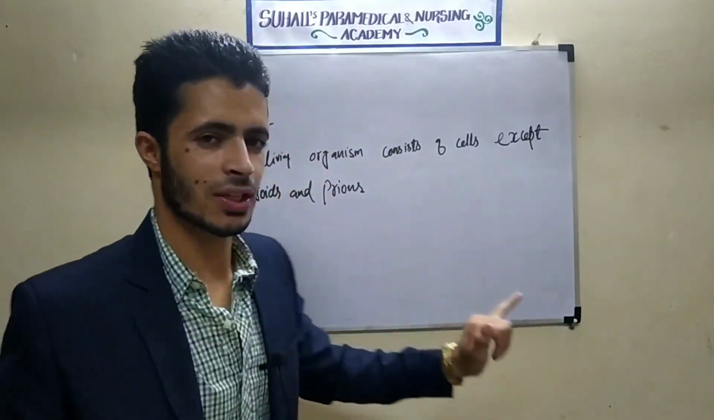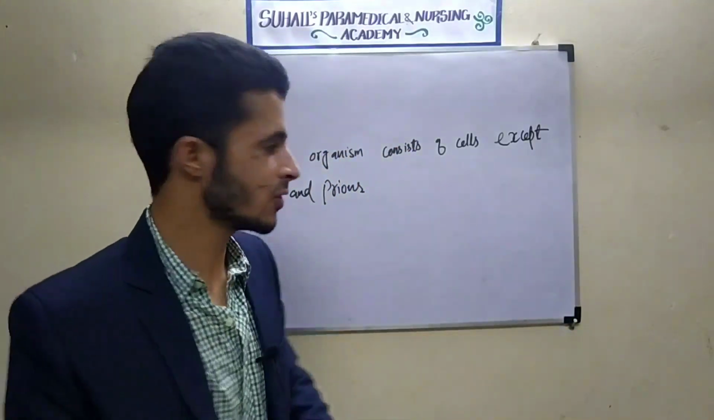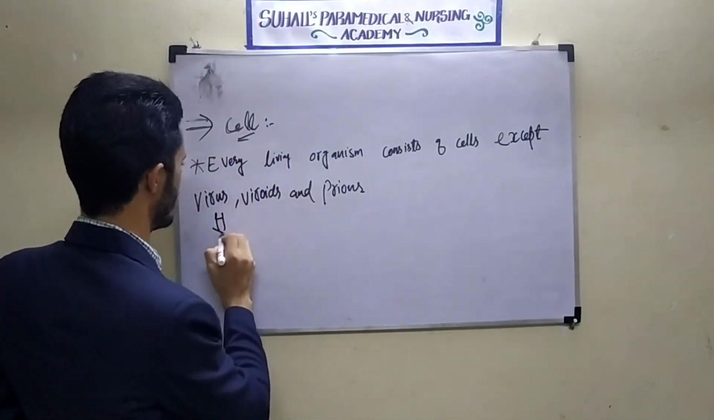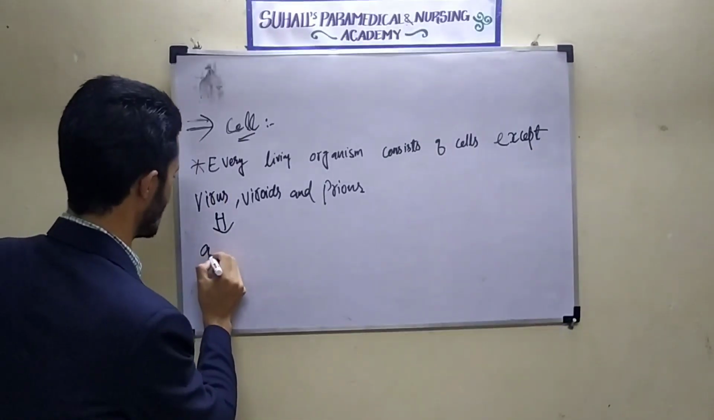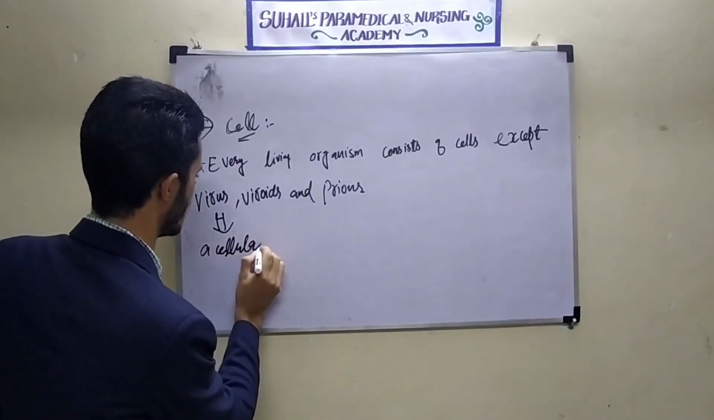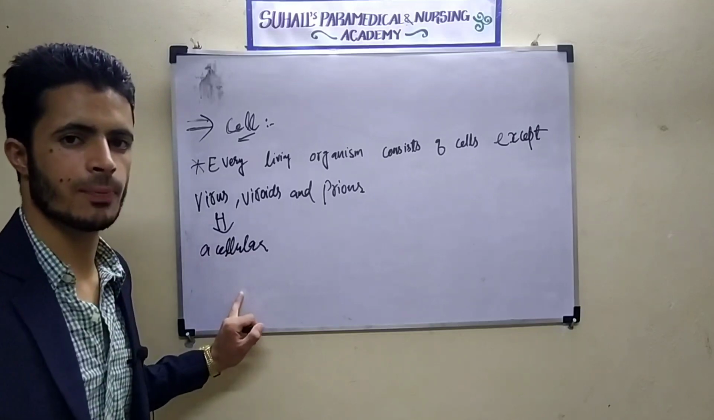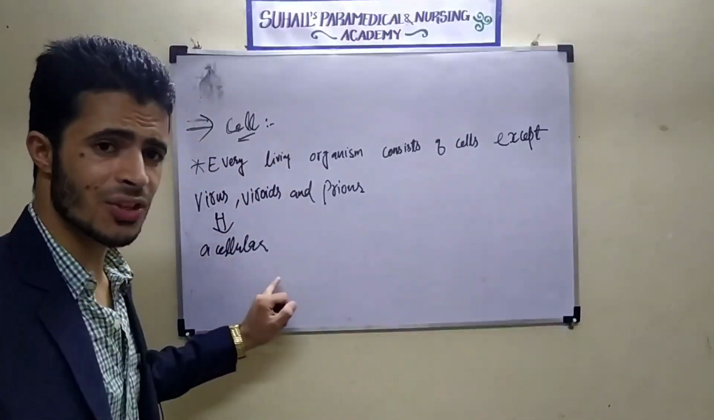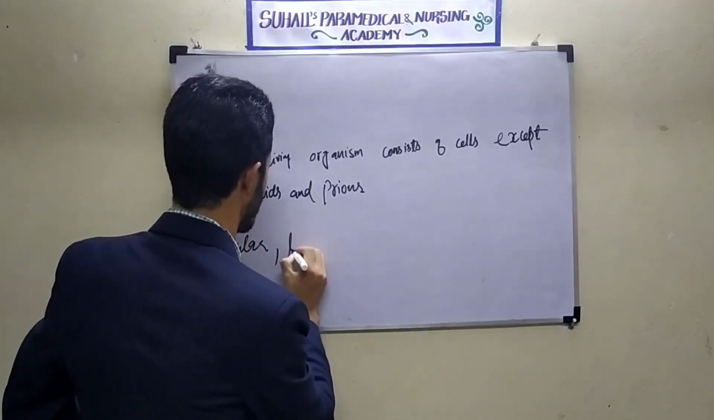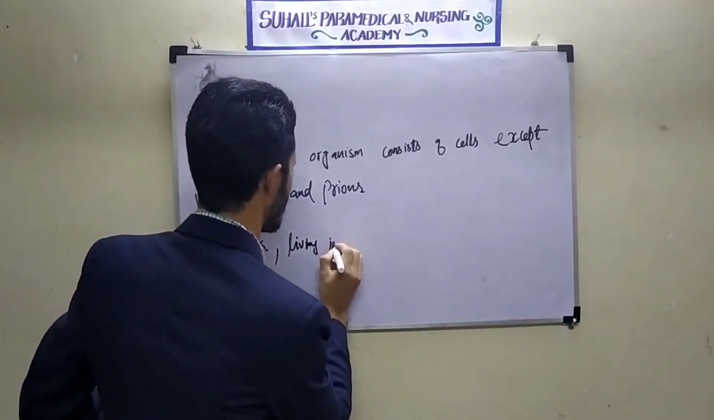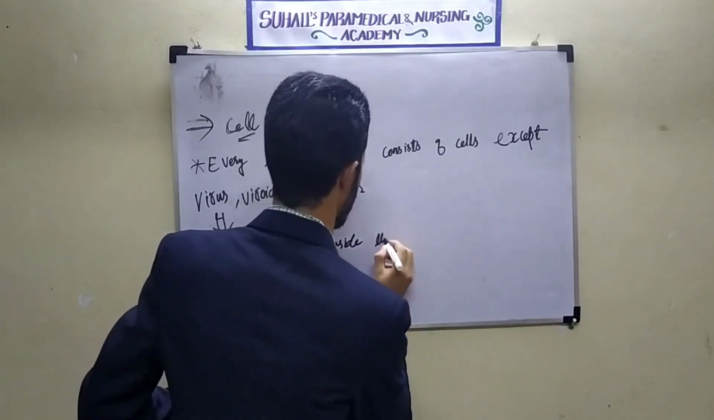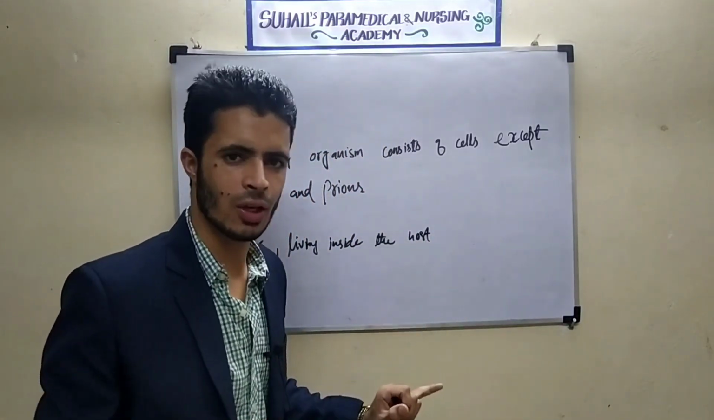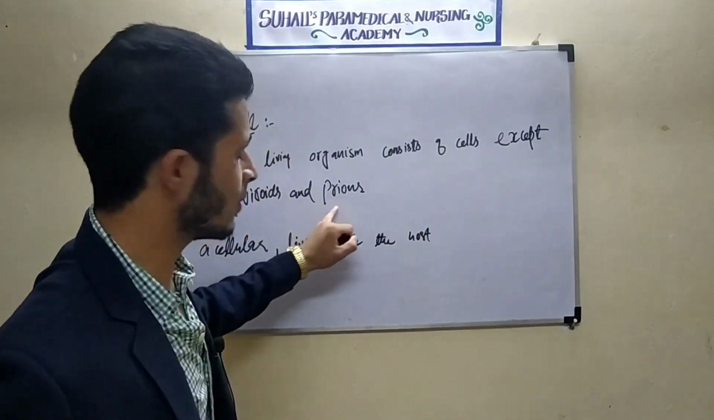They are acellular structures. That is why viruses, viroids, and prions are acellular. Acellular means they don't have cellular structure. In addition to that, viruses are living only inside the host. Outside they are non-living. But they don't have the cellular structure.